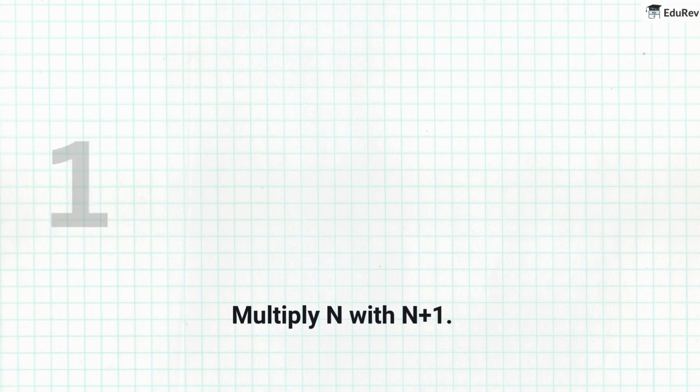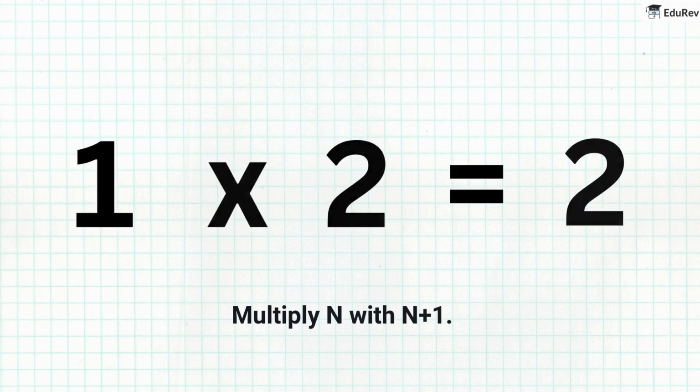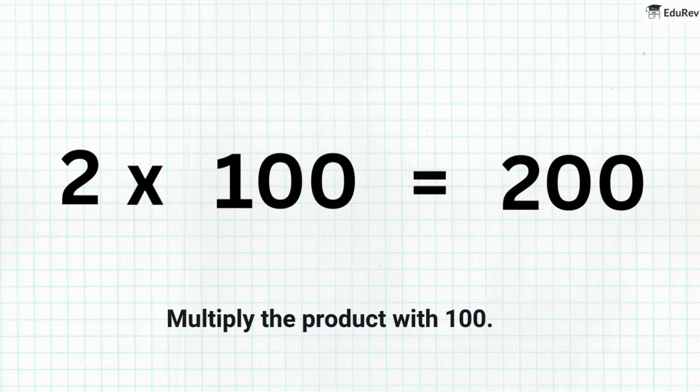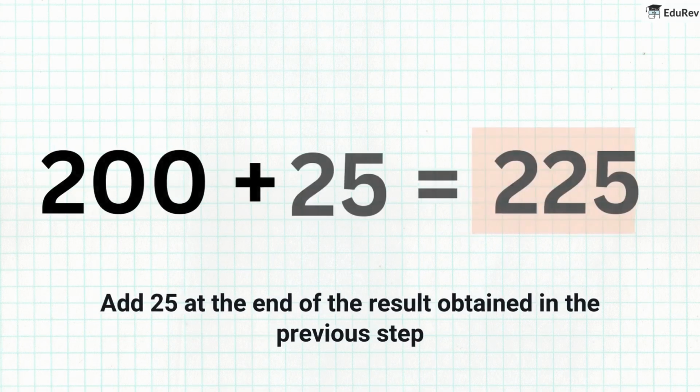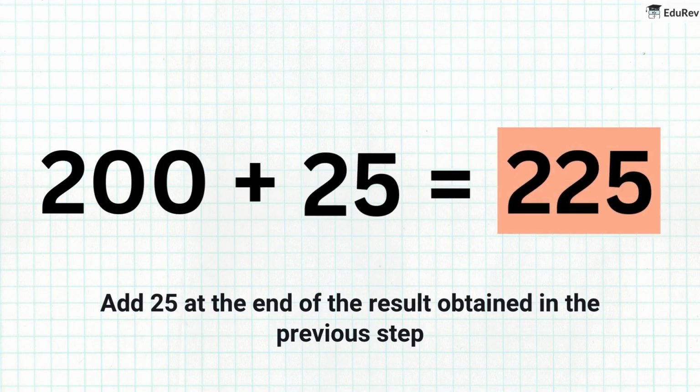So, 1 multiplied by 2 equals 2. Next, you multiply this product with 100. That gives you 200. Finally, you add 25 at the end of the result obtained in the previous step. So, 200 plus 25 equals 225. Thus, the square of 15 is 225.